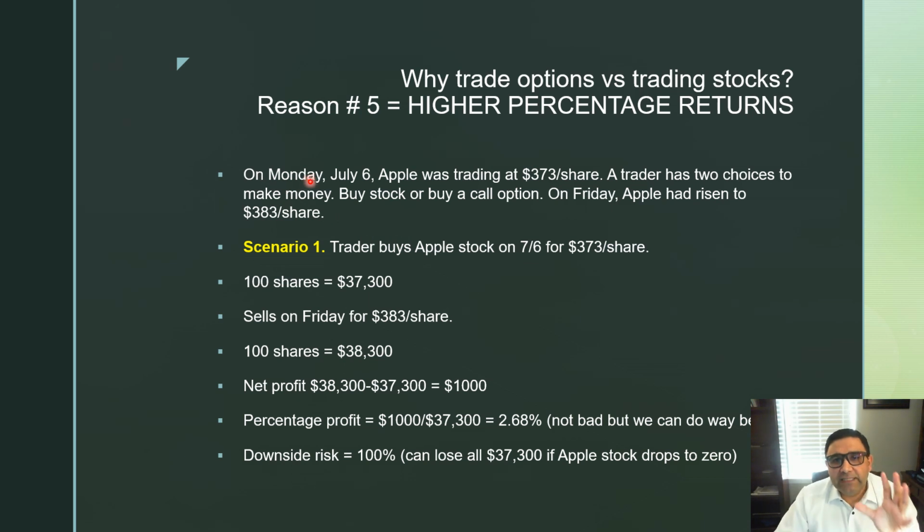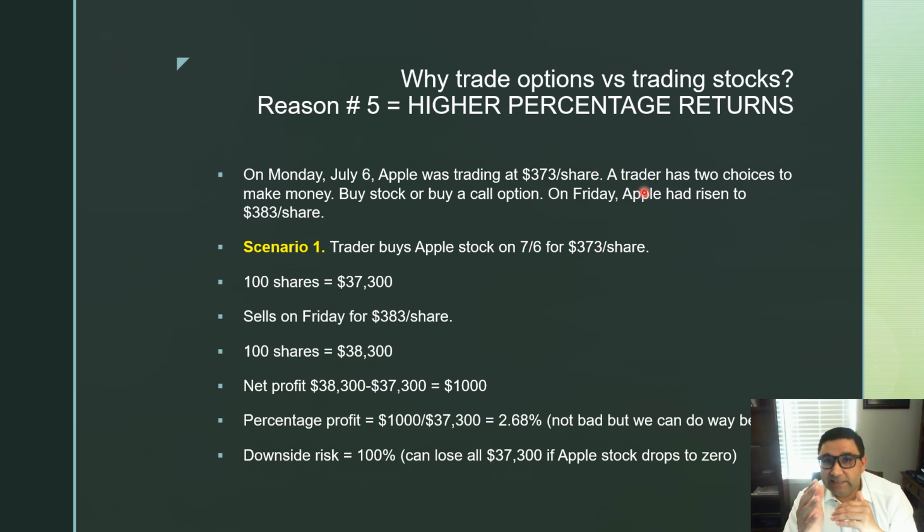So this is a real example. These numbers that I'm going to share here with you are real numbers, and none of this is made up. So on Monday, July 6th, Apple stock was trading at $373 per share. So a trader has two choices to make money. If the trader is bullish on the stock and expects the stock price to go up, he can just buy 100 shares of Apple, or he can buy one call option that controls 100 shares of Apple.